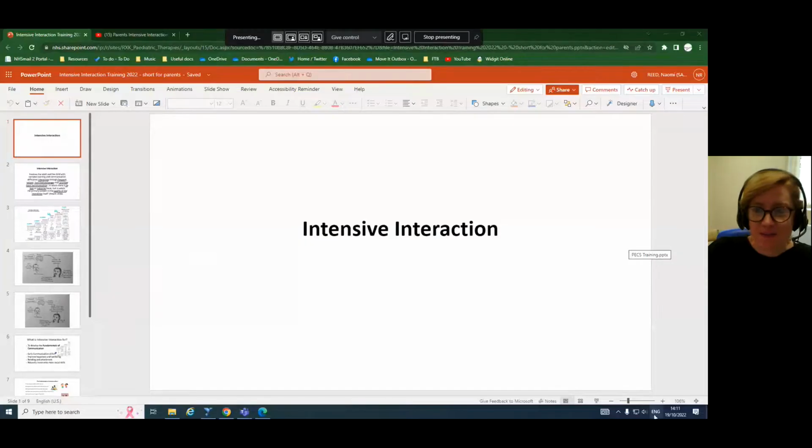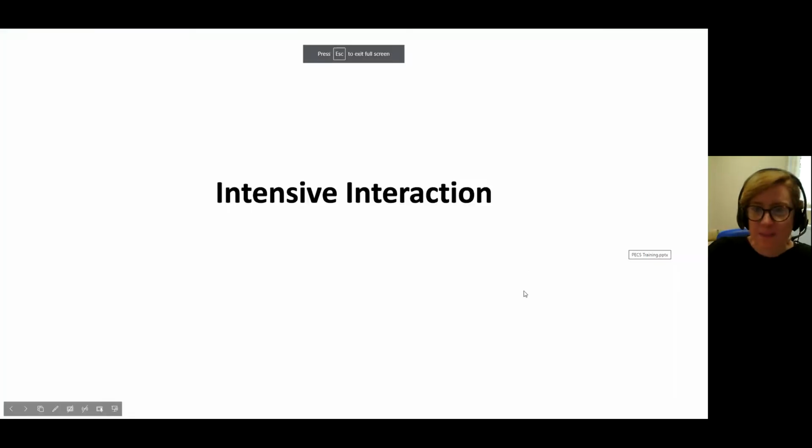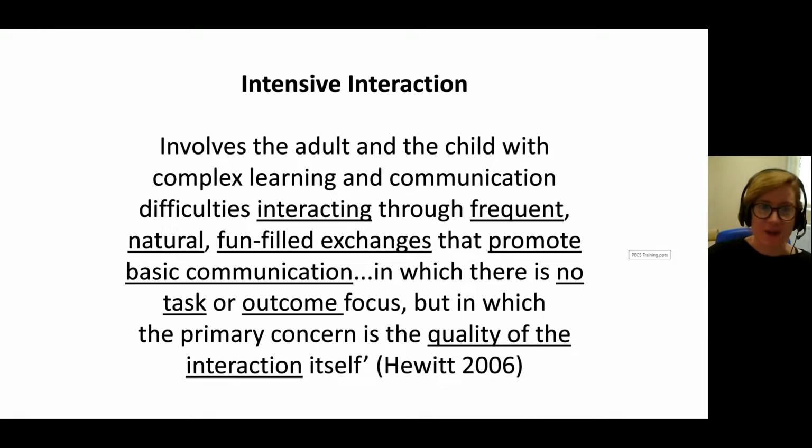Hi everyone, this is an information session about intensive interaction. So if we have a look at the first slide, we can see this is a presentation about intensive interaction.